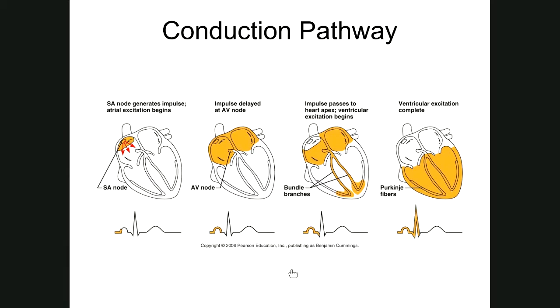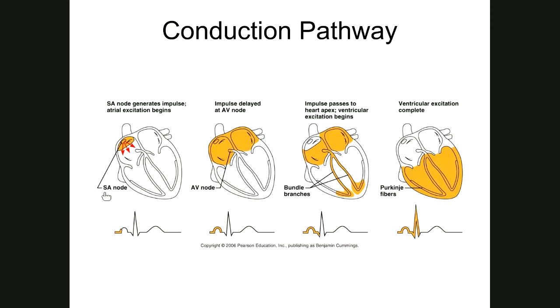So we look at the parts here, and SA stands for sinoatrial node. This is up here in the top of the right atrium, and the cells of the sinoatrial node generate an impulse that's going to go across the heart and cause the heart to contract, go through its entire sequence of events that we'll see on the EKG in just a minute. So the SA node generates the impulse. Atrial excitation begins. The SA node is also called the pacemaker of the heart.